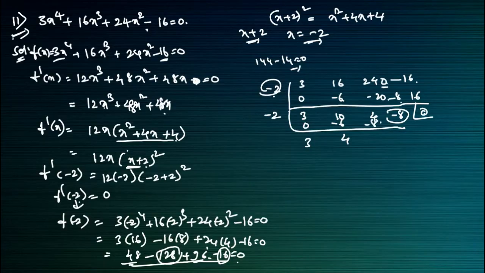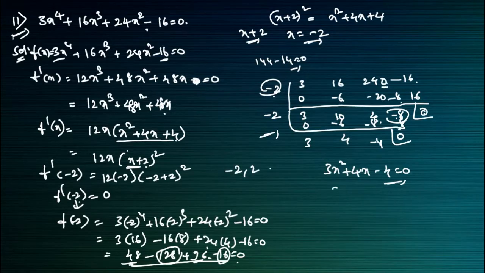So here minus 8 means minus 4 will remain, minus 4 into minus 2 plus 8. So minus 8 plus 8 will become 0. So 3x square plus 4x minus 4 is equal to 0 is one answer coming here. Here these are multiple roots, minus 2 comma 2, we already got here.